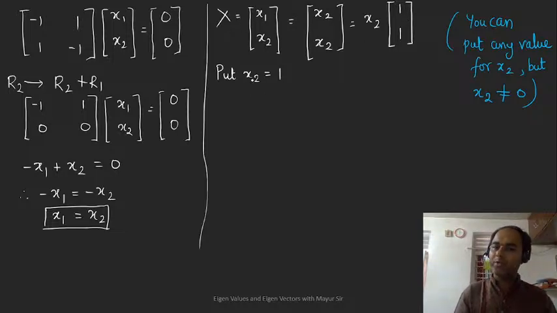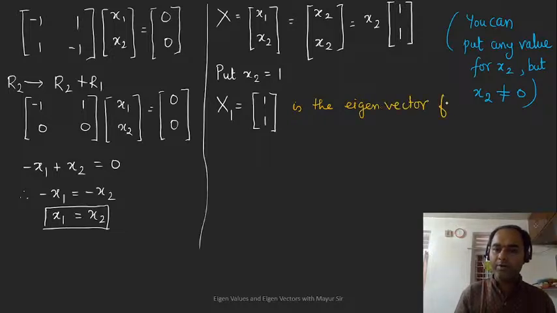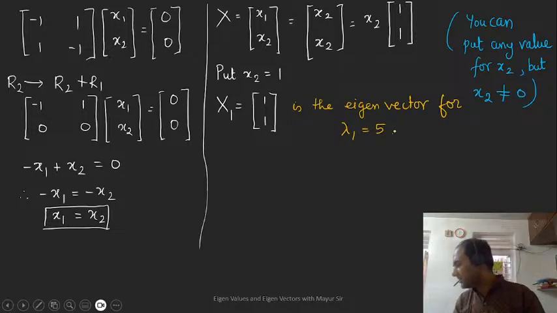So now when we go for solving, here we get, now see, this is a general vector. Now when we have put a specific value, we will now write x1 is equal to [1, 1]. This is my first eigenvector, so I just write here: this is the eigenvector for lambda 1 equal to 5.